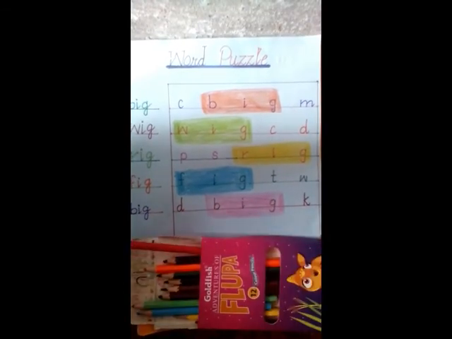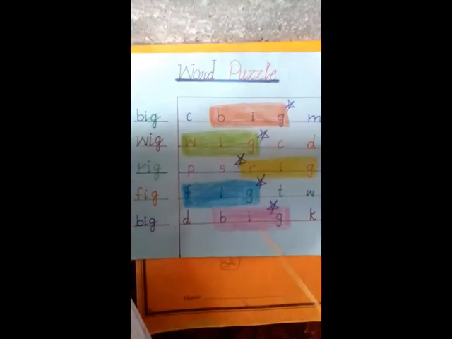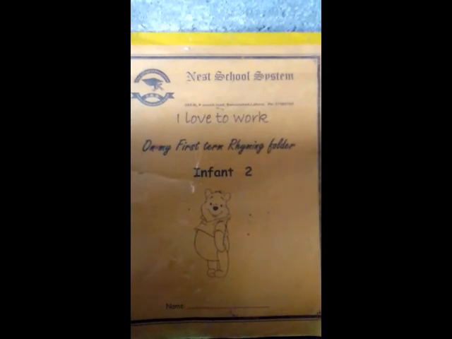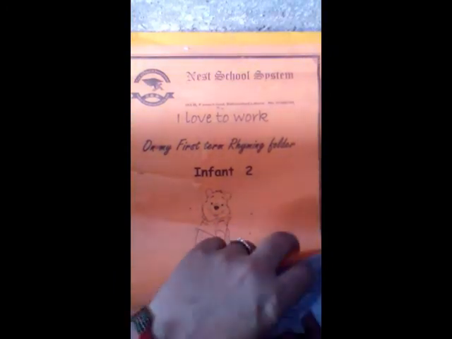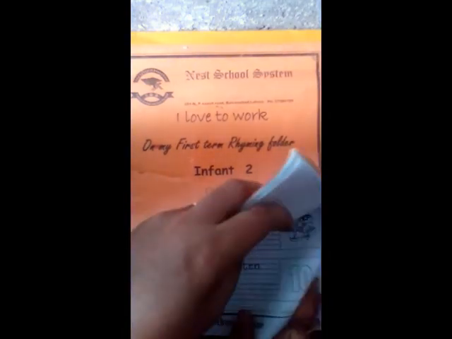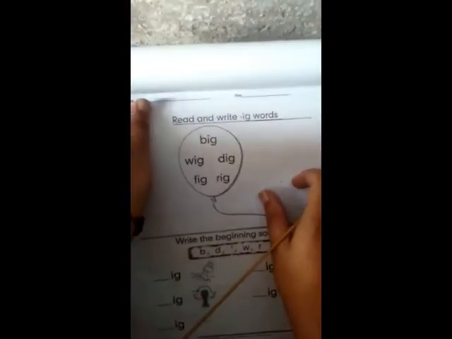Oh, it's done. Now tell me how many stars you have earned. 1, 2, 3, 4, 5. It's 5 stars. So from the word puzzle we learned the ig words. So we will practice more. Remember, practice makes perfect. Now this is your rhyming folder and take out page number 16. Open page number 16.